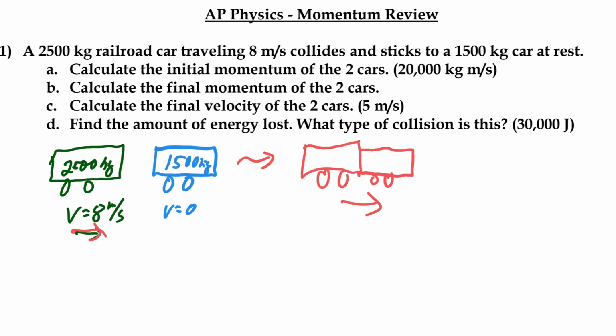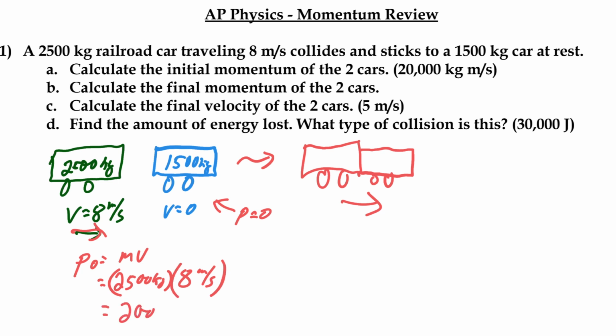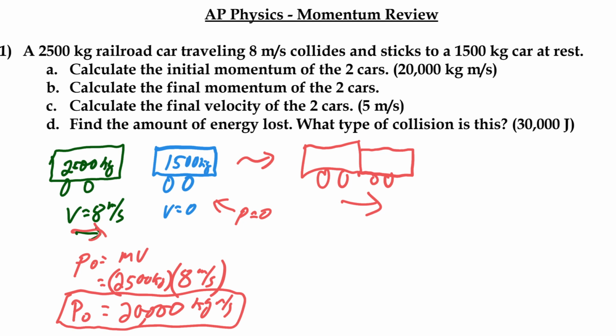So the first part is asking what's the initial momentum of the two cars. So we're just going to use our momentum equals mass times velocity. Now the 1500 is not moving, right? So its momentum is going to be 0. The other one, again, is just mass times velocity. So 2500 kilograms times 8 meters per second gets us an initial momentum of 20,000 kilogram meters per second. So that's the momentum of that car. It's also the momentum of the combination, because the blue car is not moving.